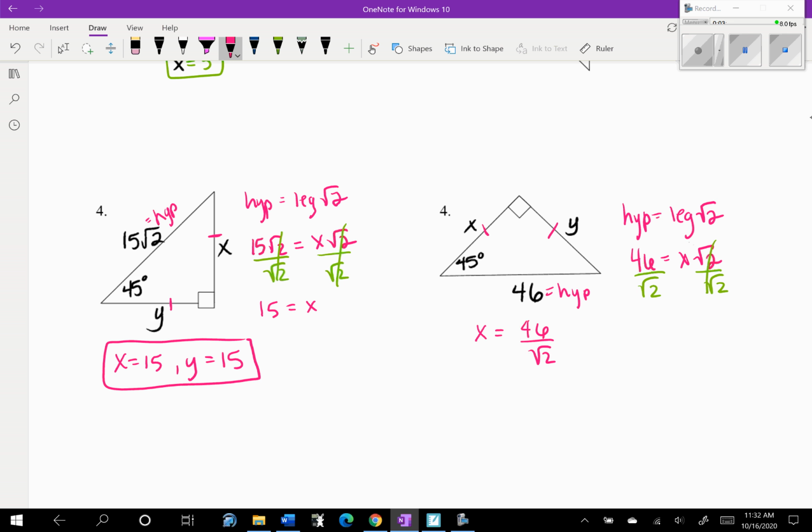But remember, we don't like to have radicals in our denominator. So that means we need to rationalize this. So we can multiply by the square root of 2 over the square root of 2. We talked about that before, so that gives us a root 2 in our denominator. So this ends up being 46 root 2 over the square root of 4, which we did on purpose to get rid of that radical. So this gives us 46 times the square root of 2 divided by 2. And of course, 46 over 2 reduces into 23. So that means x is equal to 23 times the square root of 2. And since x and y are both the legs, that means also y is equal to 23 times the square root of 2.